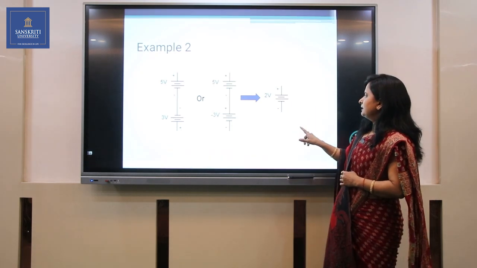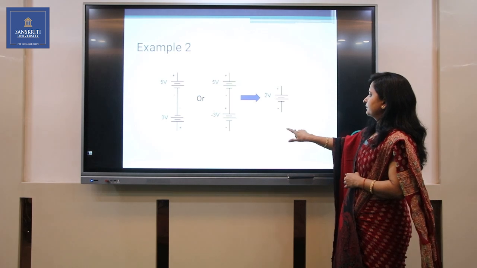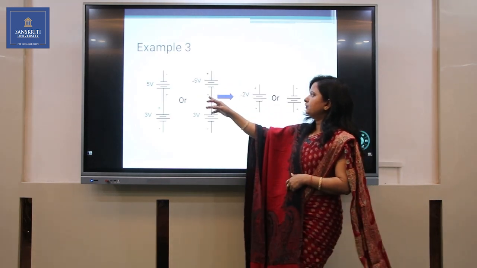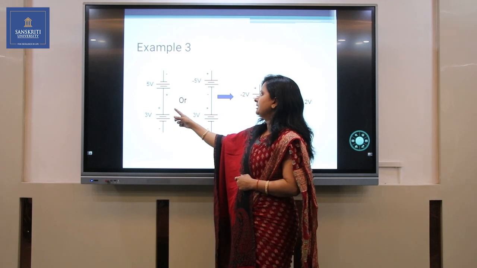Fine. Similarly, in the next example, we can discuss that, yeah, this is a 5-volt battery with polarity minus plus, and a 3-volt battery with polarity plus minus.